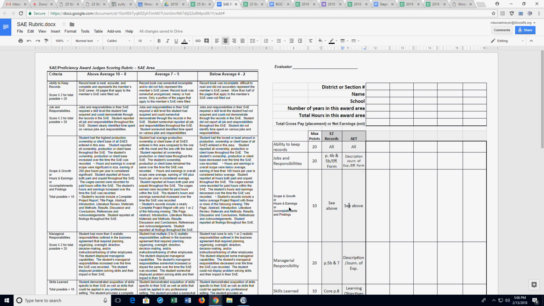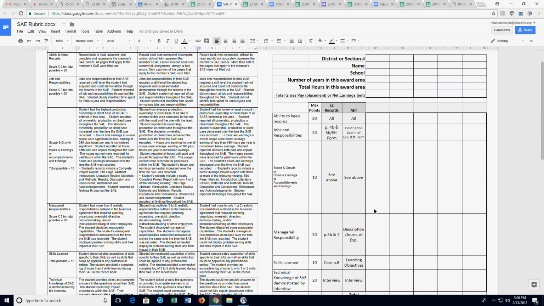Scope and growth, hours and earnings, accomplishments and findings, greater detail about these can be found on the left-hand side of your page. A number of hours is given for scope and growth to fall into above average, for an average, and for below average. In lieu of time, I don't want to take time and read through all of these descriptions, but I do ask that each judge and each teacher take a moment to read through those descriptions so that you can accurately score the students in each of the proficiency areas.